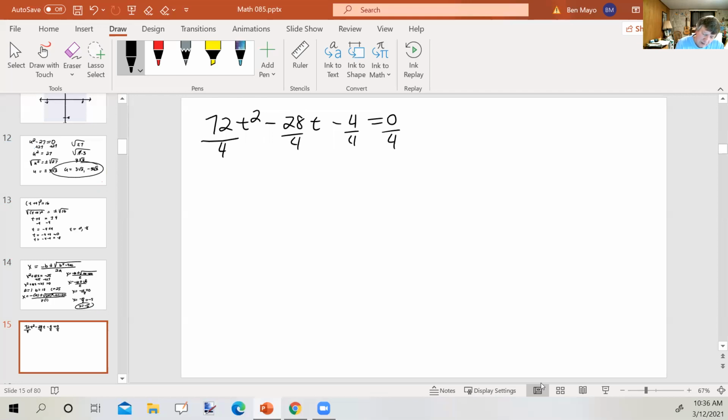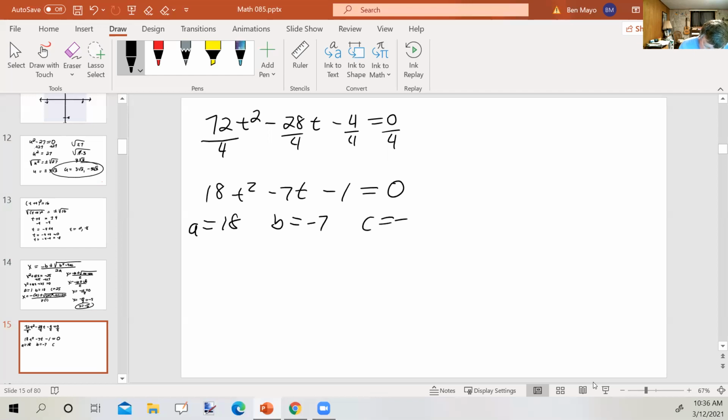72 divided by 4 is, what is that? I think it's 18, isn't it? Let's see, that'd be 40 and 32. Yeah, so 18t squared minus 7t minus 1 equals 0. So now A equals 18, B equals negative 7, and C equals negative 1.